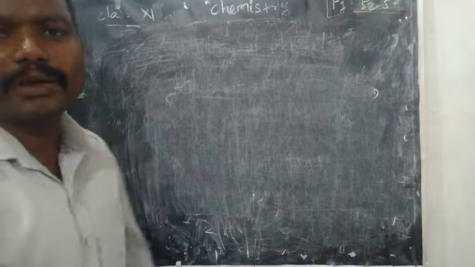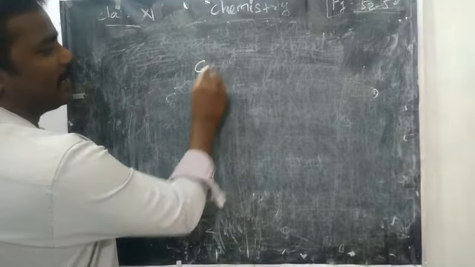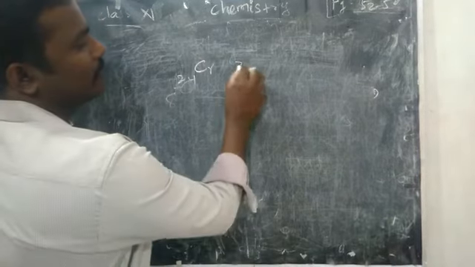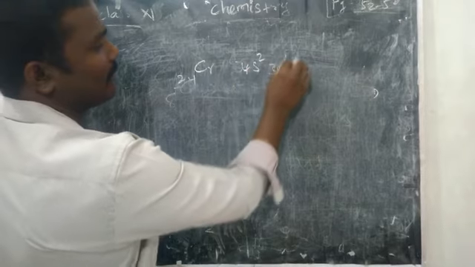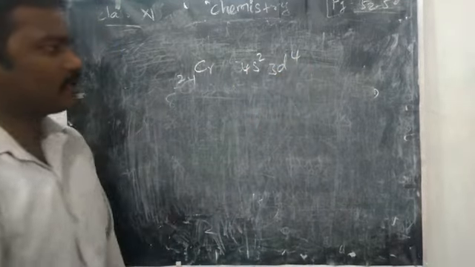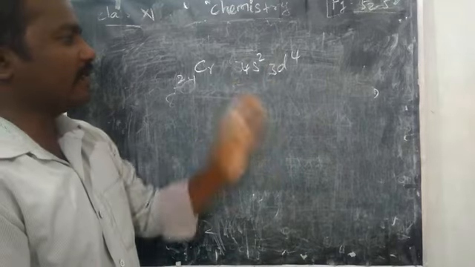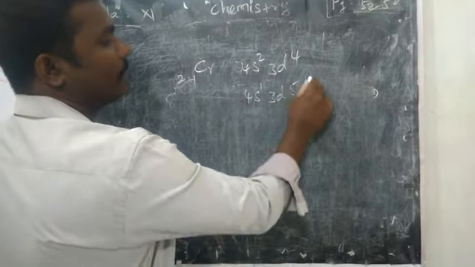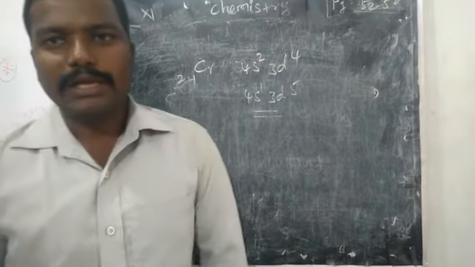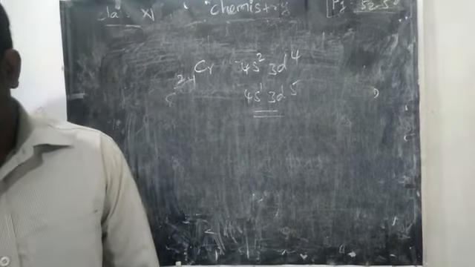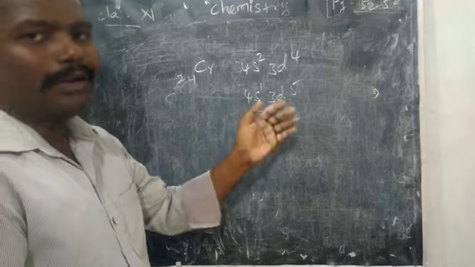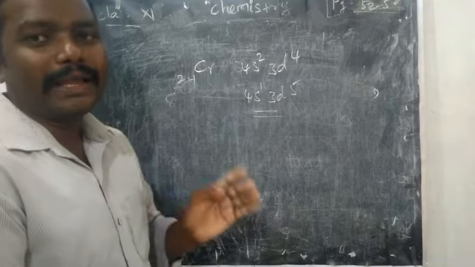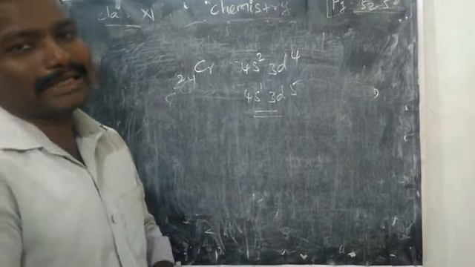What are those exceptions we are going to learn? Chromium. What is the atomic number? Yes, 24. Then the outer electronic configuration: our expected configuration is 4s2 3d4, but what exists is 4s1 3d5. Why? It should have the half-filled electronic arrangement. This is important. In the very next topic, we will learn why they try to become half-filled or completely filled.